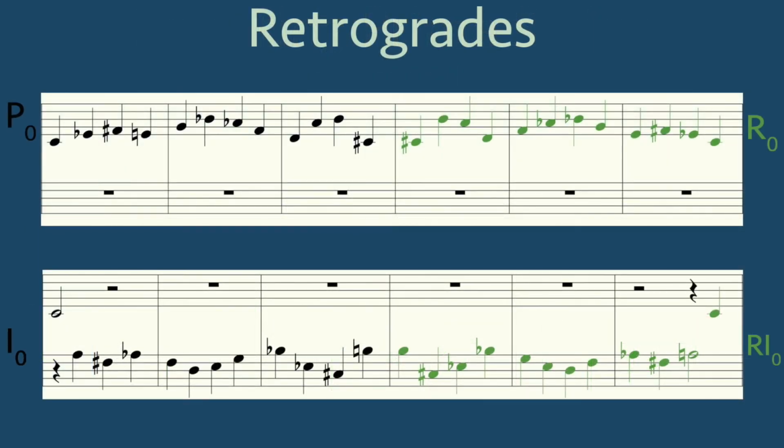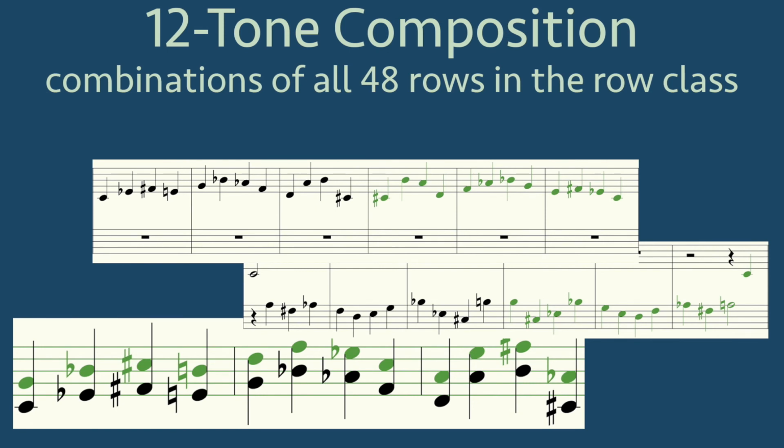And next, we will reverse the rows we've seen. A retrograde, or reversal, of P sub 0 is denoted R sub 0, and a reversal of I sub 0 is denoted RI sub 0. When we plot the retrogrades after their respective rows, we can notice the symmetry that emphasizes the horizontal reflection. When we've determined all 48 possibilities based on our prime series P sub 0, we can combine them to make a composition.